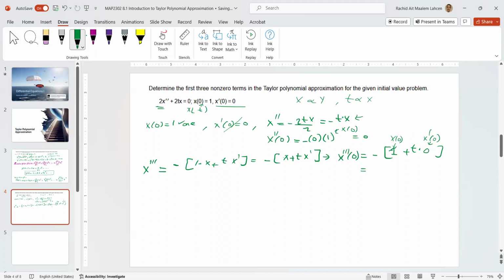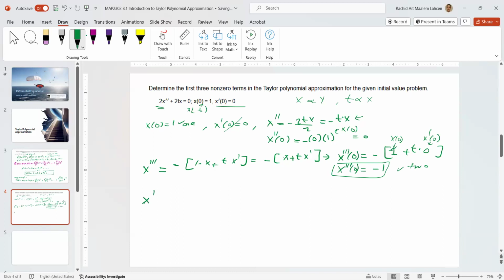So for this third value, we get negative 1. All right, so this is not 0, which means this is the second term. And now we need the third one. All right, keep going.